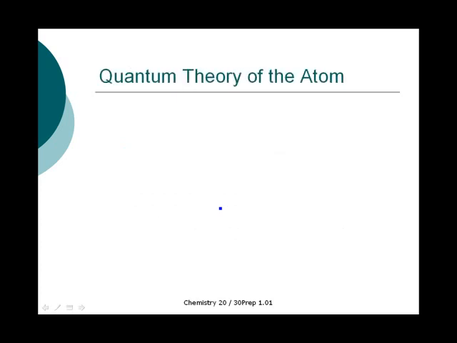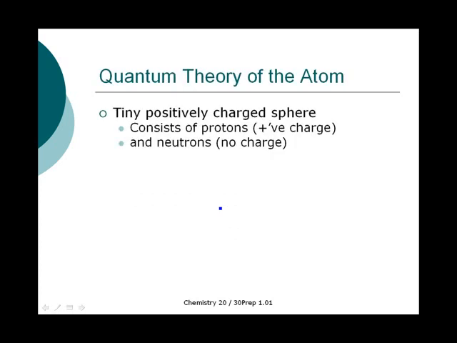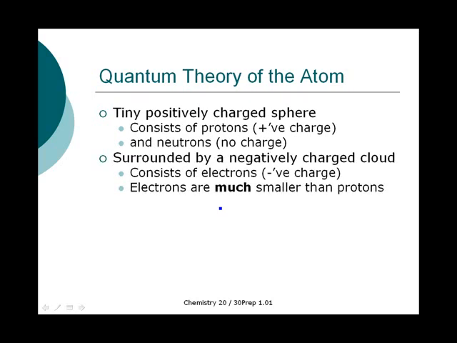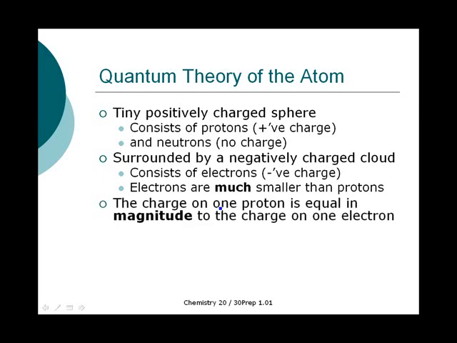The quantum theory of the atom is the current theory of the atom that's used today. It suggests that atoms are tiny positively charged spheres consisting of two types of particles: protons that provide the positive charge and neutrons which provide no charge. Surrounding this tiny sphere is a cloud of negatively charged particles. These negatively charged particles are called electrons, and electrons are much smaller than protons.